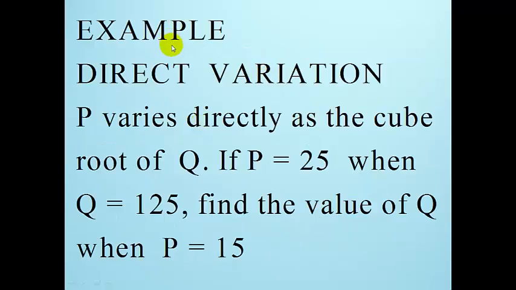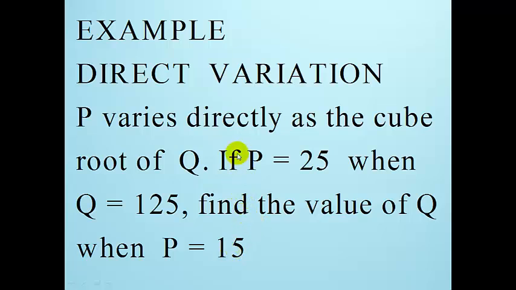Now let's take a look at this example of a direct variation. P varies directly as the cube root of q. If p equals 25 when q equals 125, find the value of q when p equals 15.